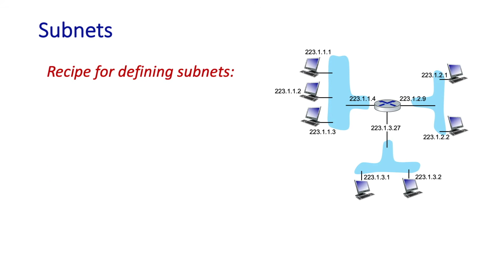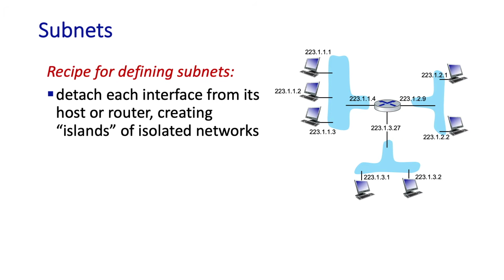So let's be very specific in defining subnets. To find a subnet, detach each interface from its host or router, as we've done here, and this will leave islands of isolated networks. And so in this example here, we have 3 subnets. Now let's look at the addressing.